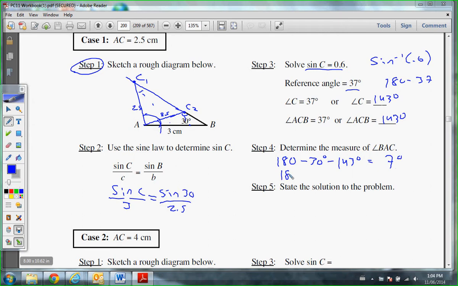And then I can also go 180 minus 30 minus the 37. So that's if it's a smaller angle. Just figure out the degrees in the triangle. In that case, it would be 113, which you can see, these change from obtuse and acute as well. So say the solution of the problem, angle BAC is 7 degrees or 113.